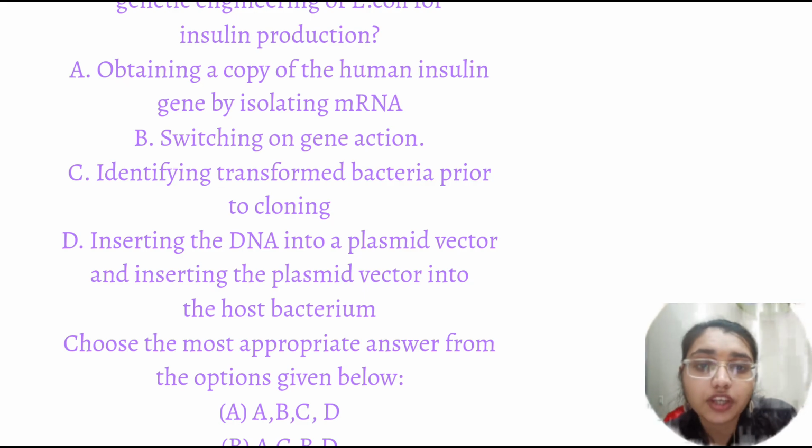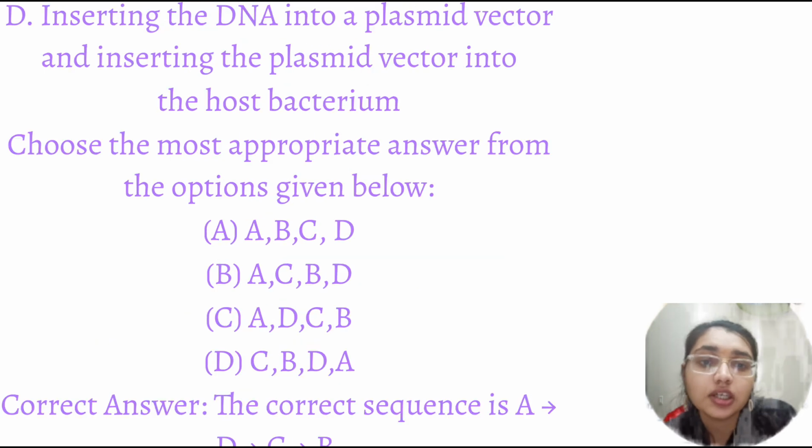So here we have to choose the appropriate option. The first step is obtaining a copy of the human insulin gene by first isolating the mRNA. Then the second option is we will insert the DNA into the plasmid vector, and insert the plasmid vector into the host bacterium, and after that identify the transformed bacteria prior to the cloning.